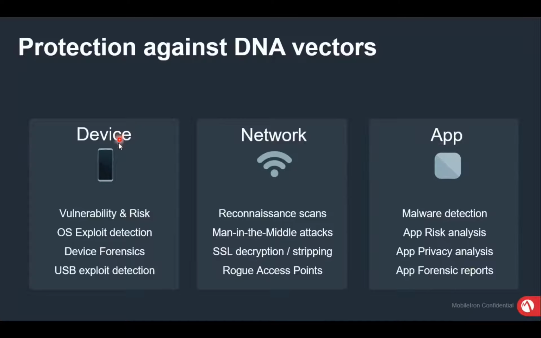When we talk about device level, it can be operating system level exploits, any vulnerabilities in the operating system, or any USB exploitation in Android or iOS. When we talk about network, it is when the user tries to connect to a malicious or untrusted Wi-Fi, mainly the public free Wi-Fi, so that they are opening a door to man in the middle attacks or even reconnaissance scans.